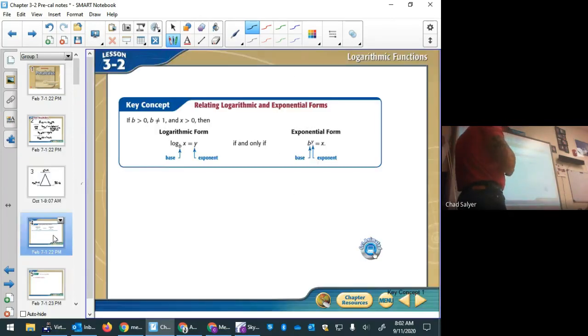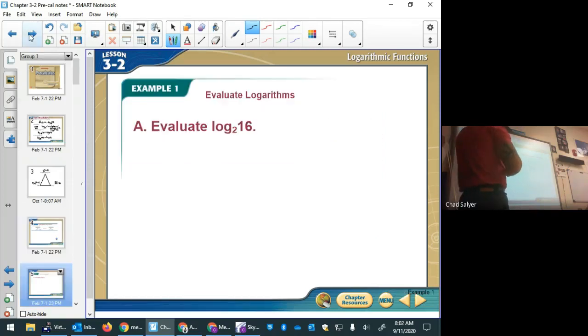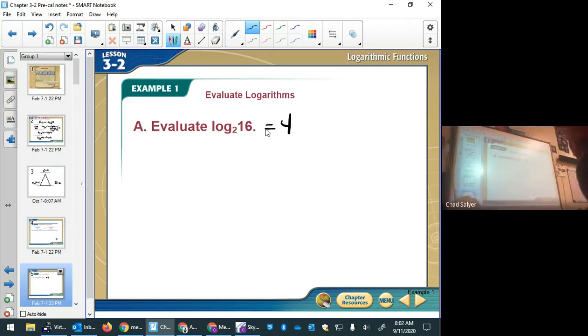All right, so this is your book's explanation of what I just showed you. So let's evaluate some of these. Log base 2 of 16, well, we just talked about that one. That's 4. What power do I put on 2 to get 16? 4. There are ways to do these in your calculators, but for now, we're just going to work them out logically.